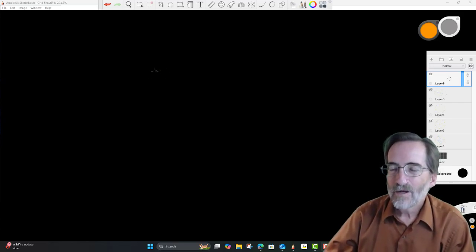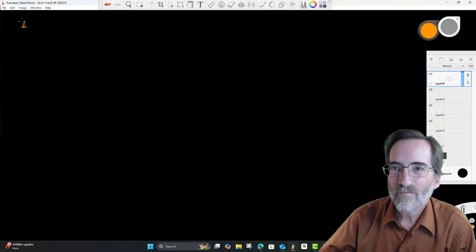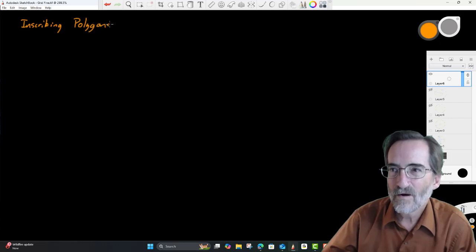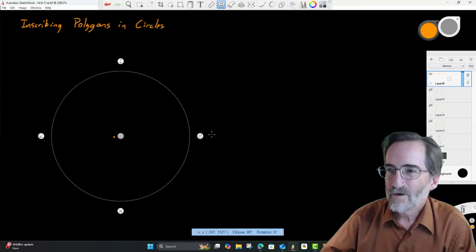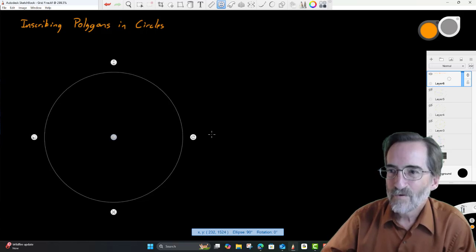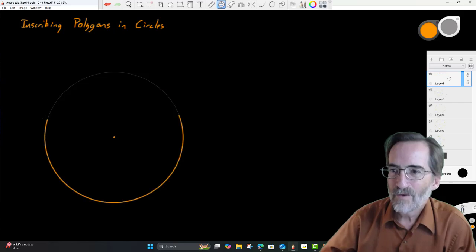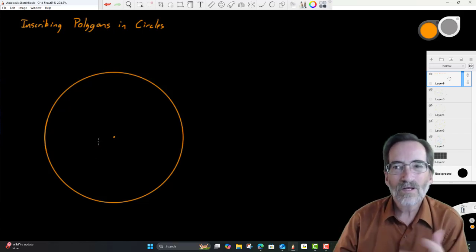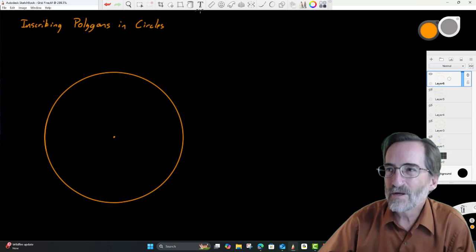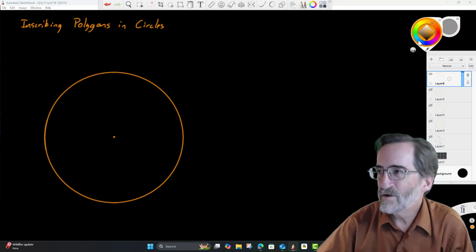Okay, but the topic is inscribing polygons in circles. Okay, so here's the task. You start with a circle. Note that I'm indicating a dot for the center point of the circle. And we inscribe a polygon in a circle by making sure that all the vertices are on the circle.